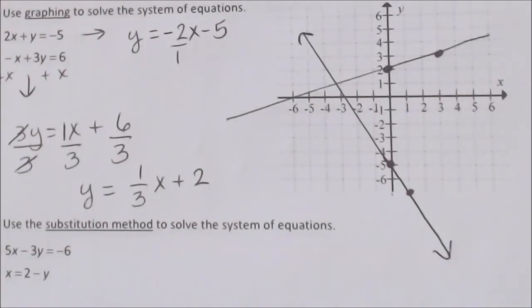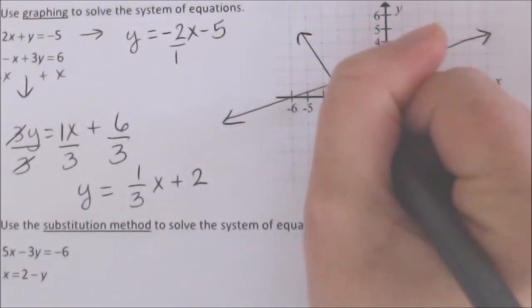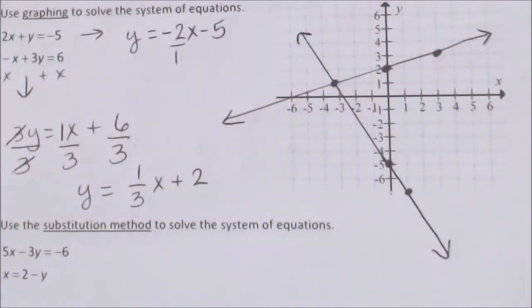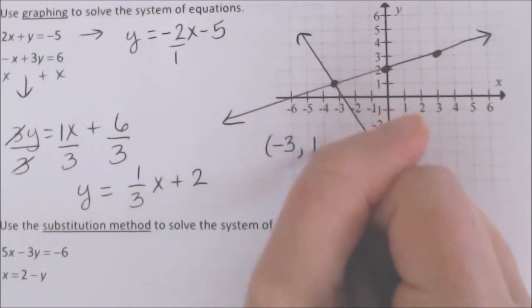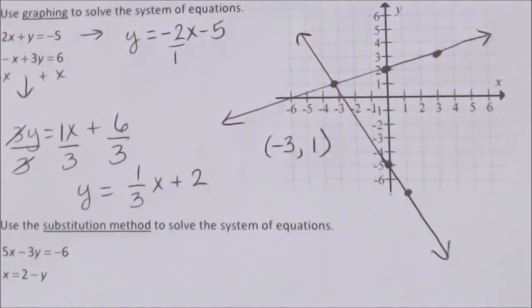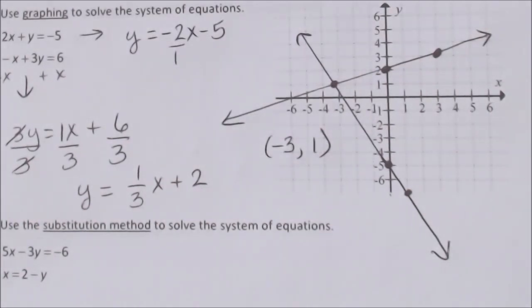this system. You can see we have an independent, consistent system where they intersect at one point. And it looks to me like that point of intersection is at -3, 1. Okay? We're not going to use graphing, though, very often to solve these. I don't think, like I said, that's a reliable method.